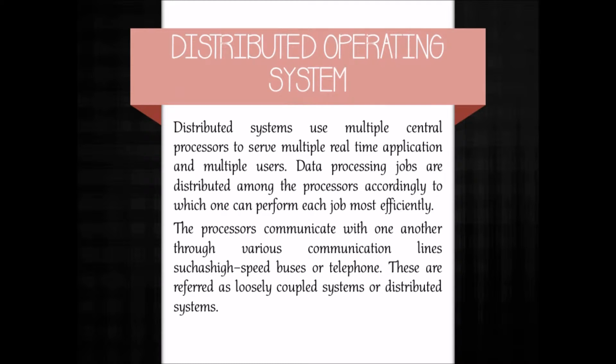Distributed systems. They use multiple central processors to serve multiple real-time applications and multiple users. Data processing jobs are distributed among the processors according to which one can perform each job most efficiently. The processors communicate with one another through various communication lines such as high-speed buses or telephone. These are referred to as loosely coupled systems or distributed systems.